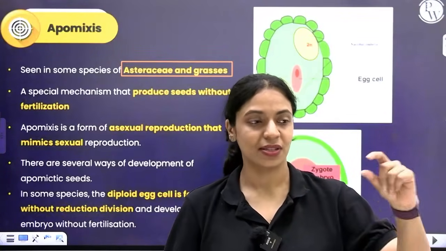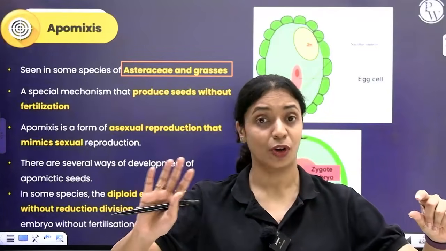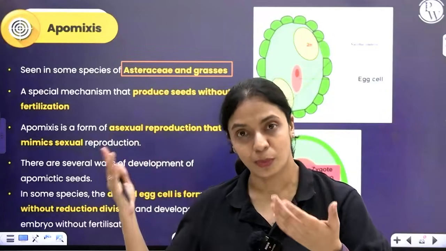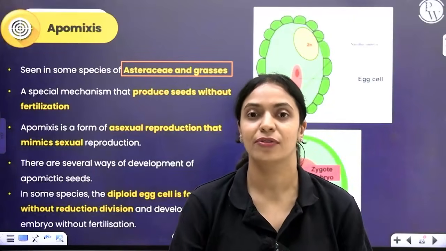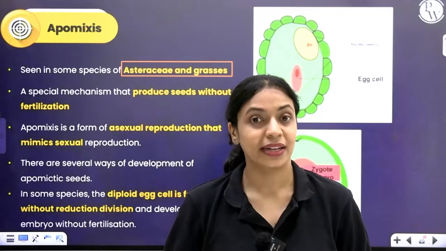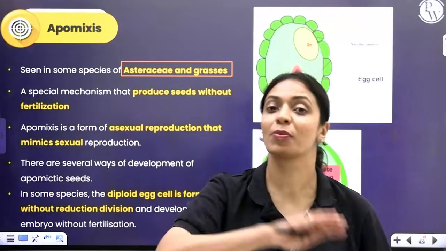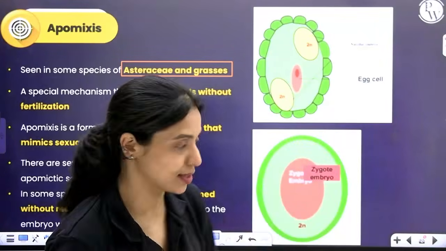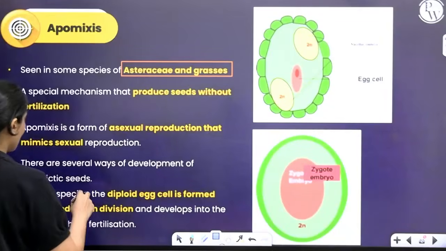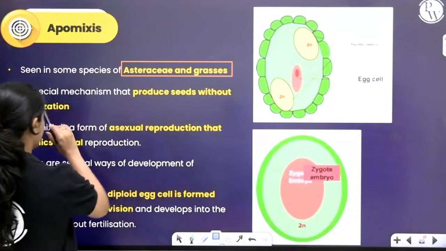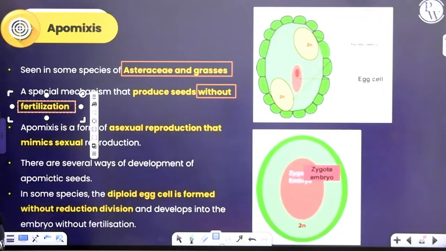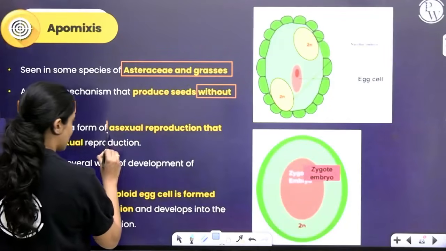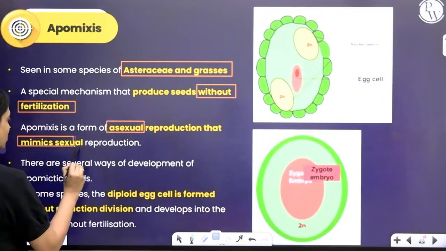In sexual reproduction, seed formation is there. In asexual reproduction, seed formation is not there generally, right? But in apomixis, seed formation happens even though there is no formation and fusion of gametes. Therefore, it is a type of asexual reproduction that is mimicking sexual reproduction by producing seeds. Here, seeds are produced without fertilization. If fertilization itself does not happen, then how can you say that it is a product of sexual reproduction? You can't. So, apomixis is asexual reproduction which mimics sexual reproduction.